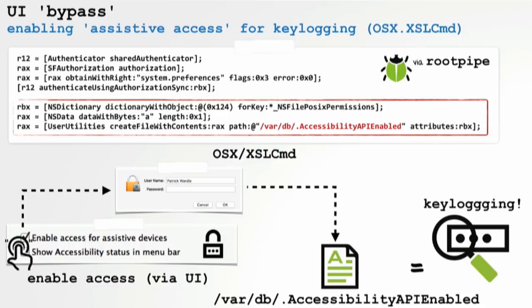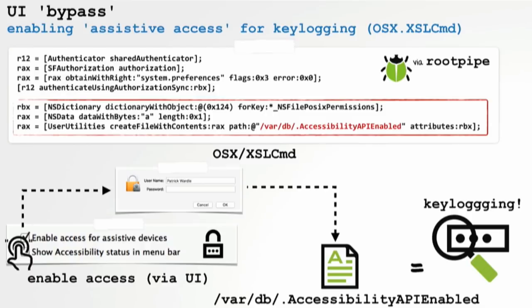On older versions of macOS, you gain these accessibility rights by going into the system prompt and clicking on a button that says enable accessibility rights. When you click this button, the operating system will display a prompt and require user or admin credentials. What this malware does is exploit this Rootpipe bug, again as a zero day, to click the same button by simply creating a file underneath it.